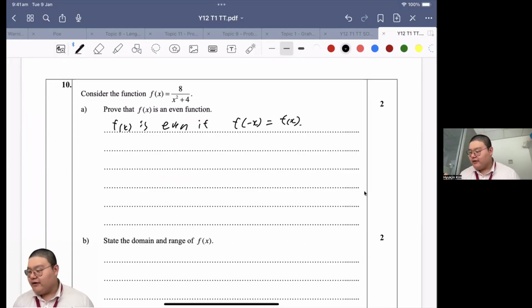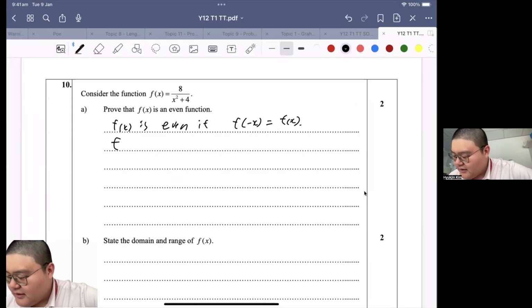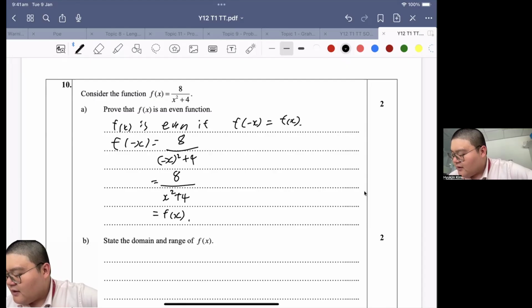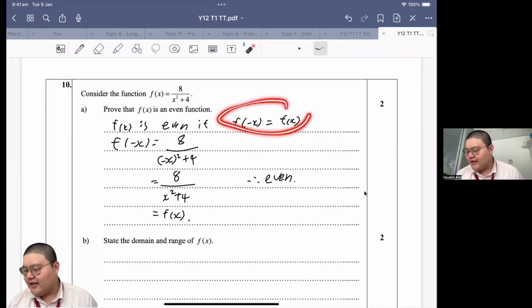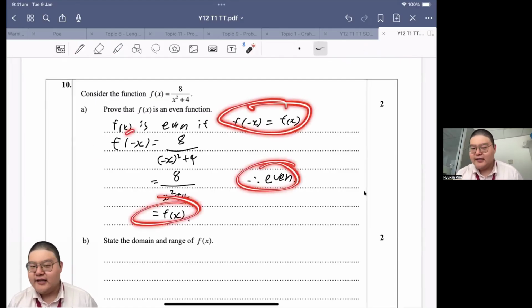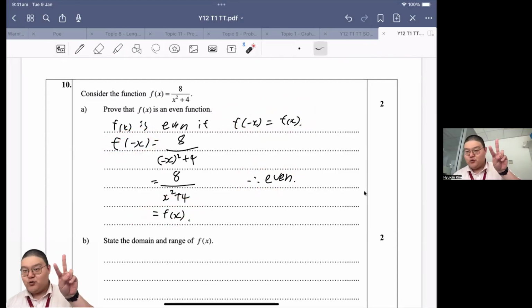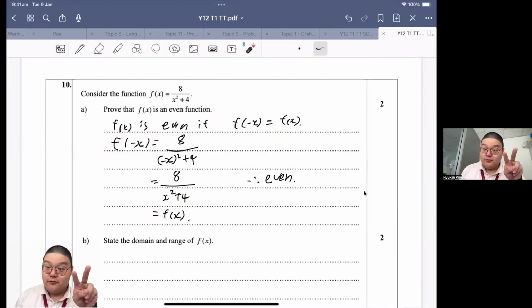Just a little PEEL paragraph. It's not going to kill you if you don't do it, but it would sometimes deduct marks if you don't. Which is 8 over x squared plus 4. What is that? That is f of x. Therefore, even. It is very important. I always tell my kids this. If you don't write this statement and this statement and this connection, there's a reason why this is worth 2 marks. You're not going to get full 2 marks.